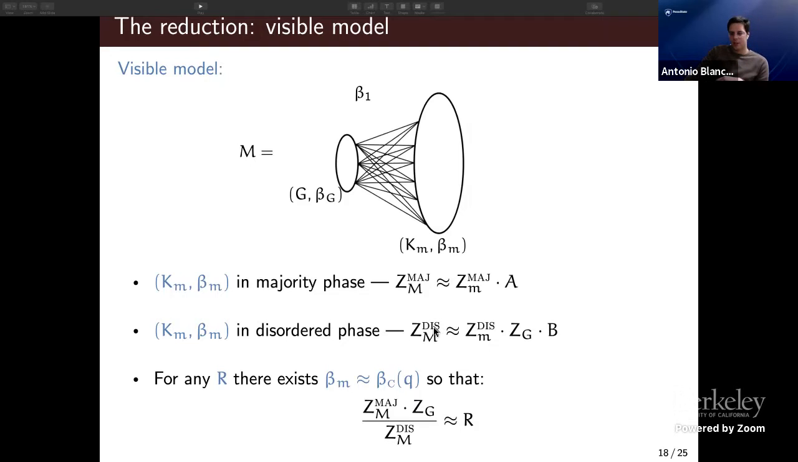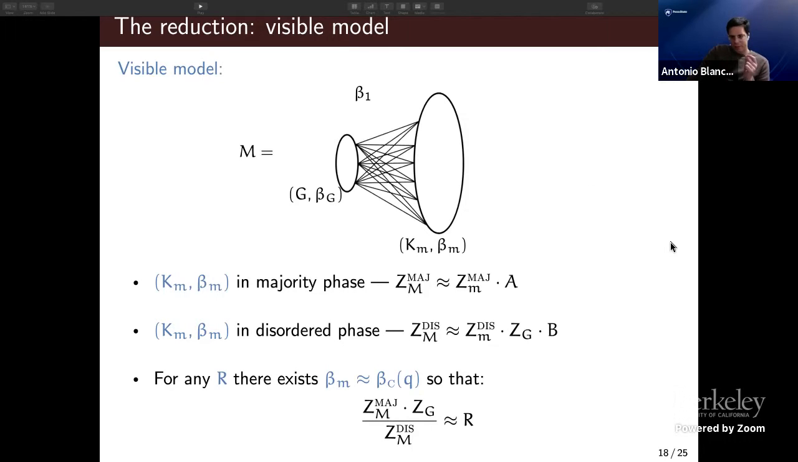Whereas when the complete graph is in the disorder phase, now we do have the contribution from G. So the partition function for the visible model, corresponding to configurations that are disordered on the complete graph, is going to be given by the partition function on the complete graph here times the partition function of G, and some constant that now only accounts for the edges going across.